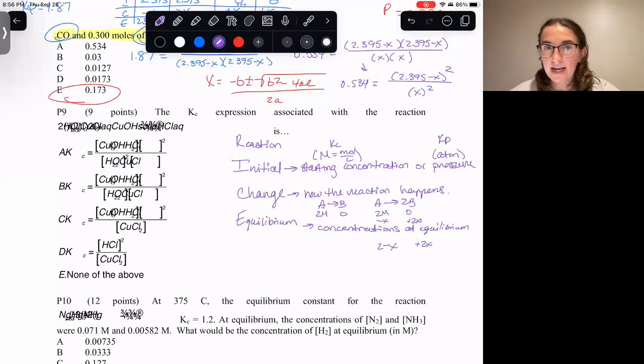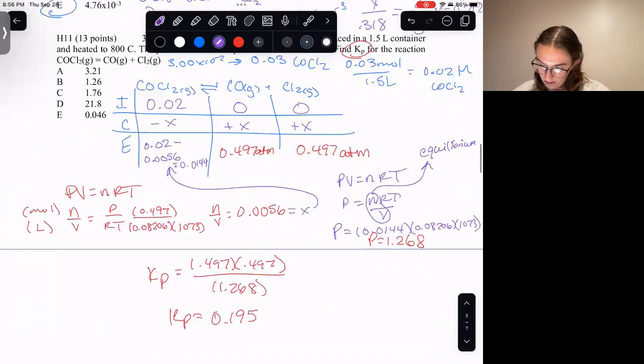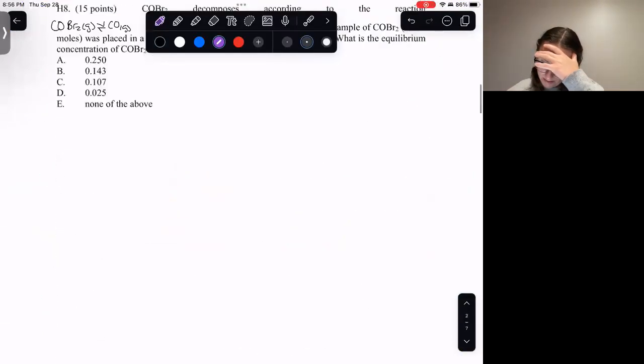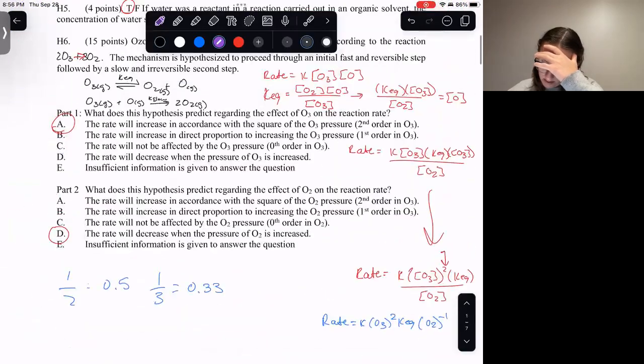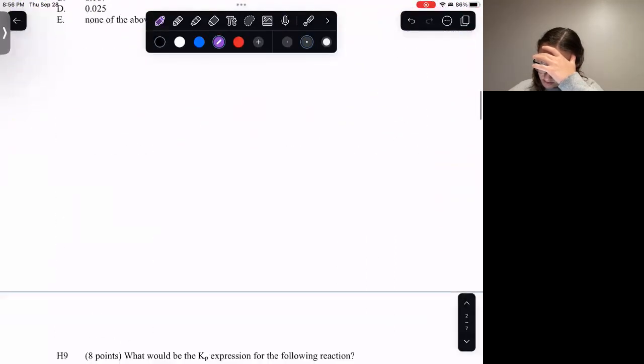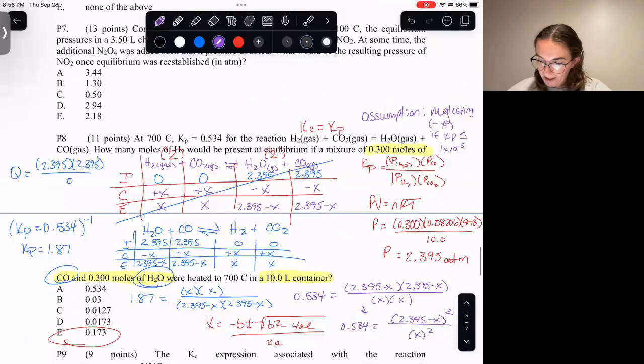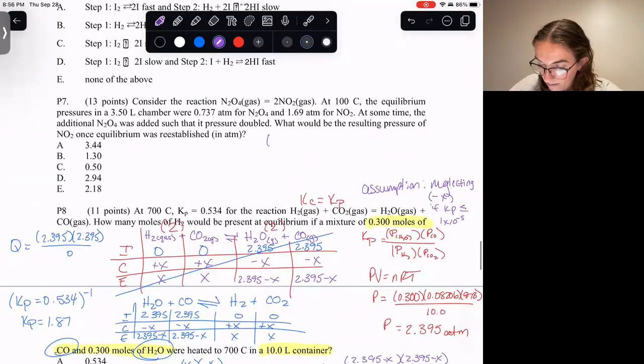Yep. Okay, and then Erica, for your question on the quadratic formula, do I have something in here? I do not. So basically for the quadratic formula, if you have 2 minus x and 4 minus x, we'll just call it that.